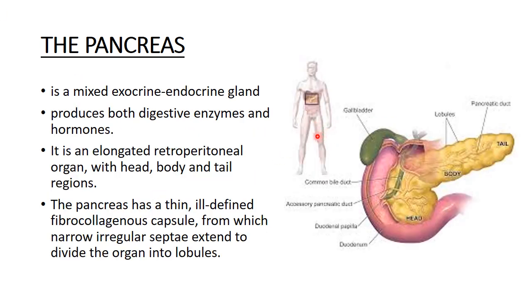So to start with, a few words about the pancreas. We all know that the pancreas is a mixed endocrine and exocrine gland. That's to say, it produces both digestive enzymes and hormones. It's an elongated retroperitoneal organ with a head, body, and tail region. The pancreas has an ill-defined fibrocollagenous capsule that sends septa to the inside of the gland, dividing it into irregular lobules.